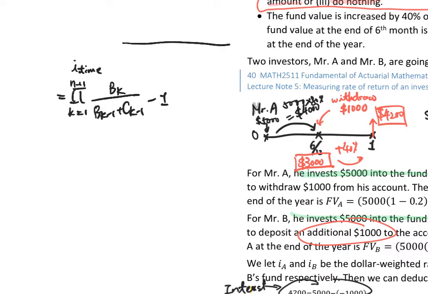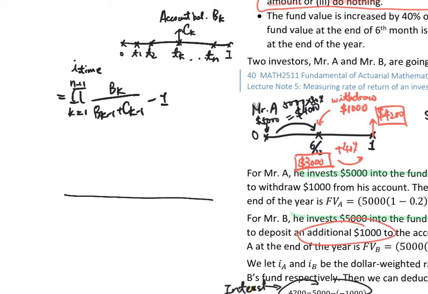Okay, and here, remember BK is your account balance at the time that you make the Kth deposit. And in this formula, we assume that there are n deposits. Now back to our case, we only have one deposit day, which is 1/2.